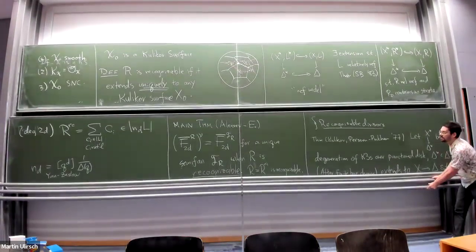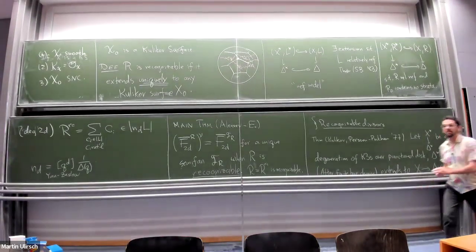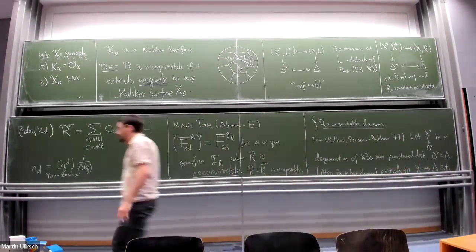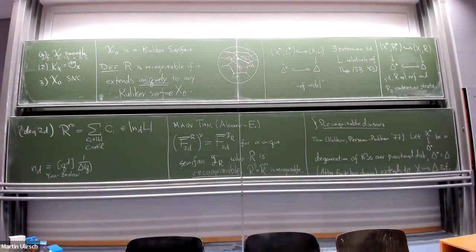Can I ask about this? You could consider a moduli space of Kulikov surfaces, and it would, so to speak, be proper but not separated. Yeah, it would be complete, because yeah, that's right. It would be complete with respect.